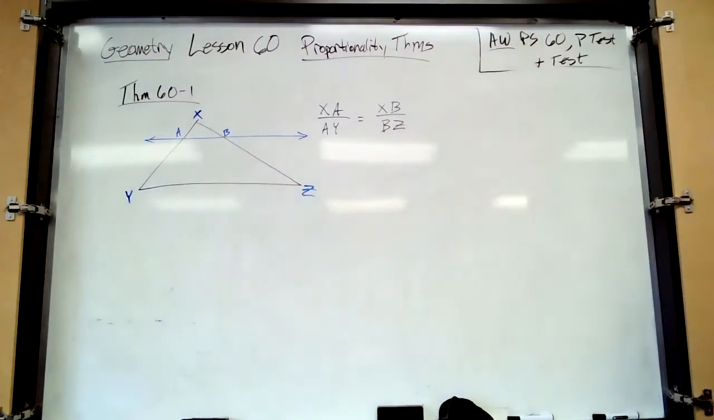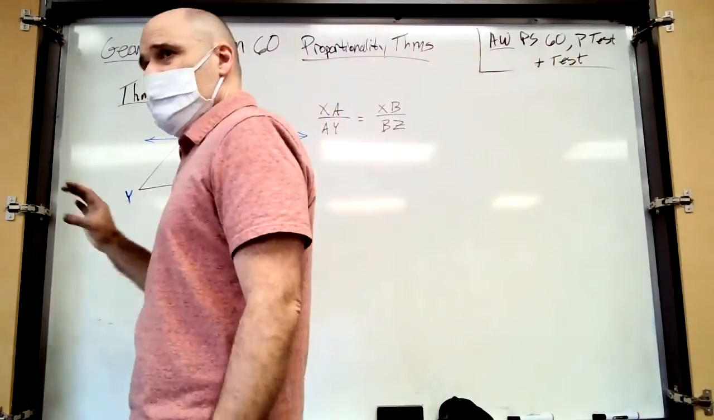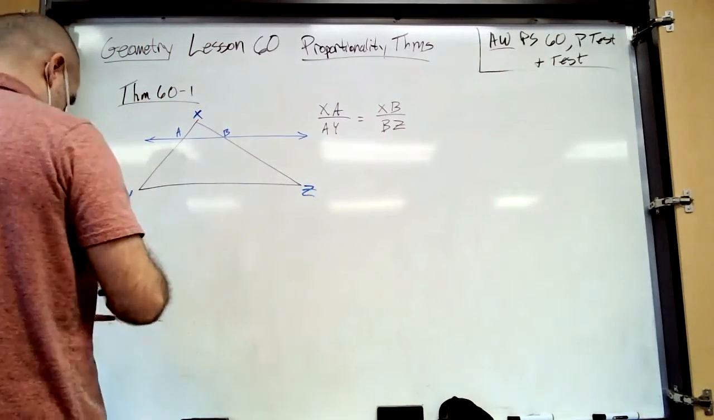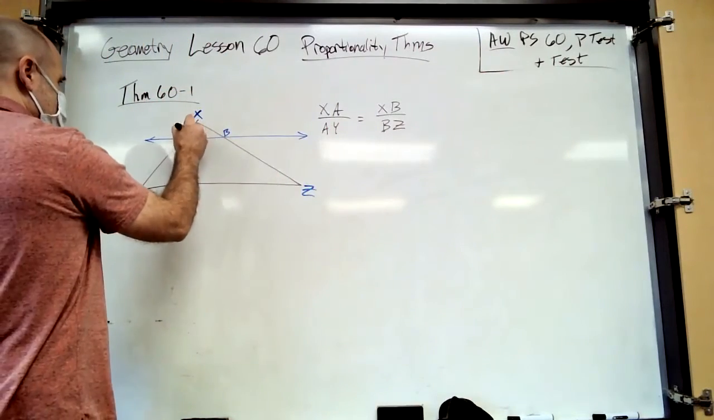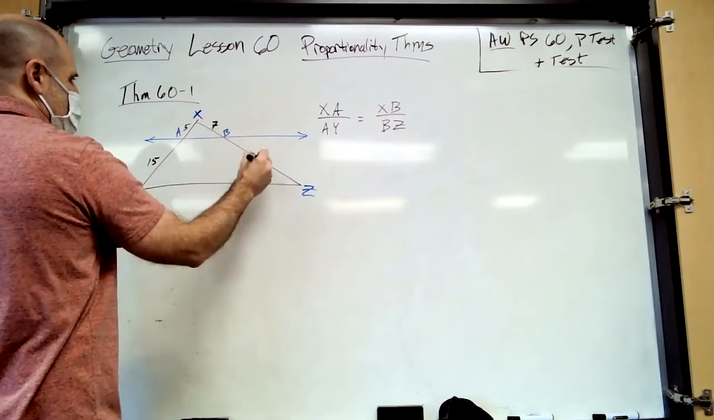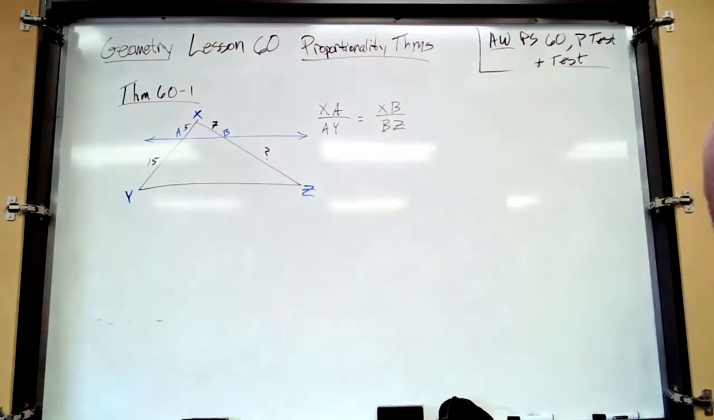Problems like this are nice because if you wrote in the dimensions, that would set up your proportions exactly. So for example, if I wrote in this is 5, this is 15, this is 7. See the proportion? 5 over 15 equals 7 over blank. Anyone know what BZ is? Can you do that in your head? 21.